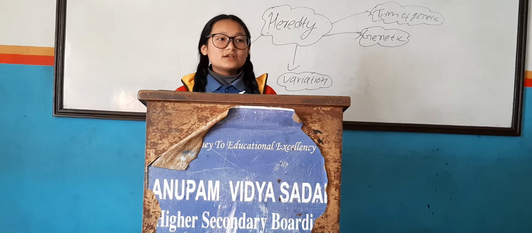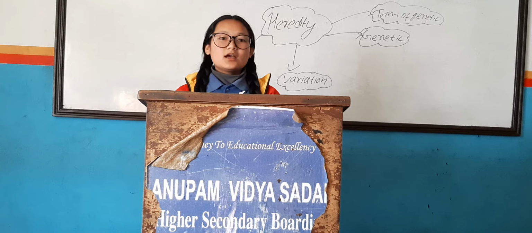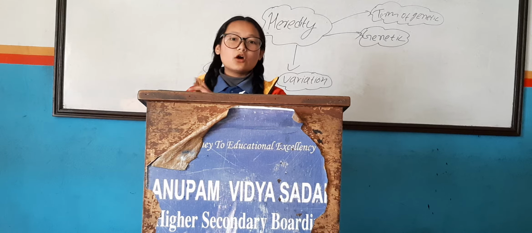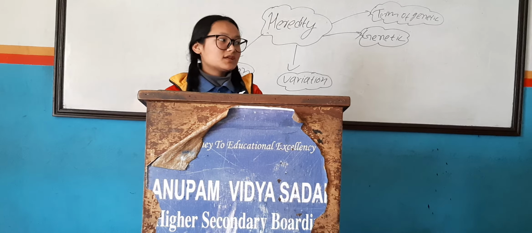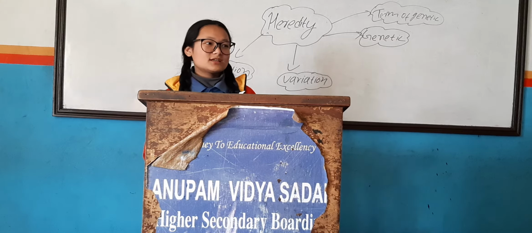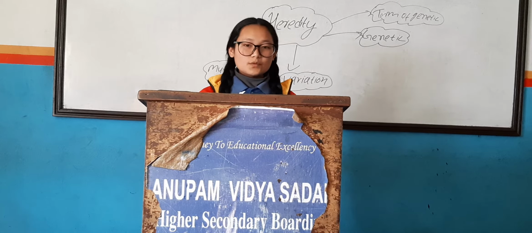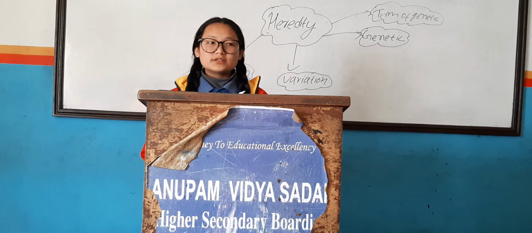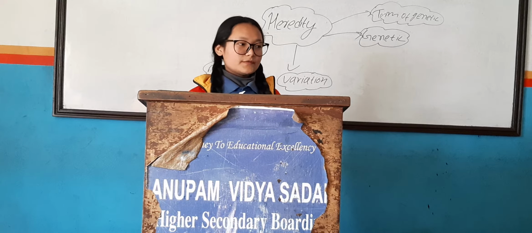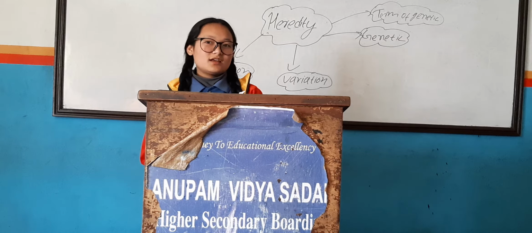And we have known that Gregor John Mendel was the one who propounded genetics. He gave three laws: law of dominance, law of purity of gametes, and law of segregation. Likewise, variation is a morphological and physiological characteristic seen in an organism. It is also of different types, continuous and discontinuous.